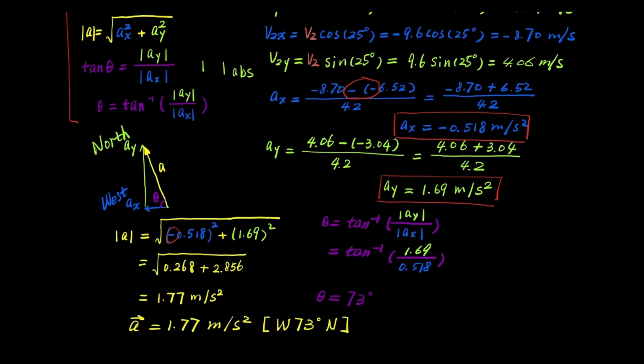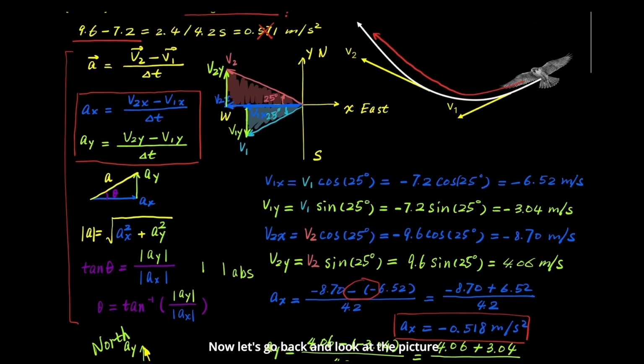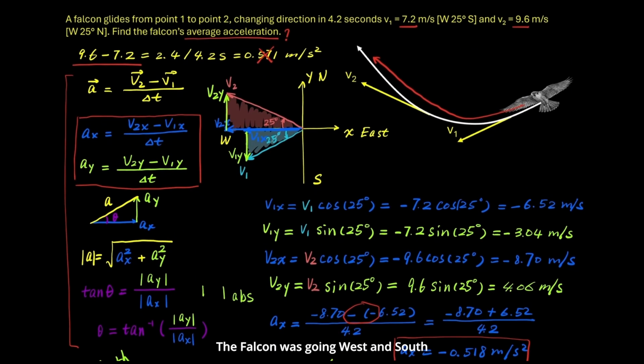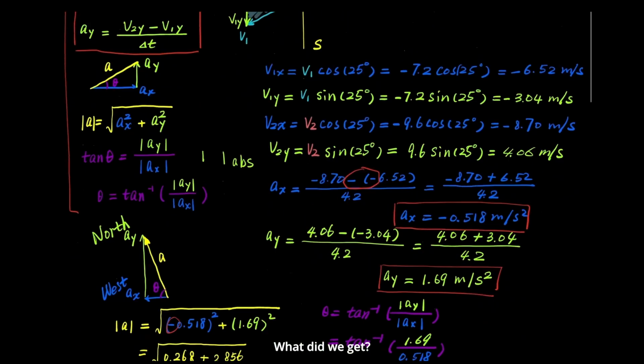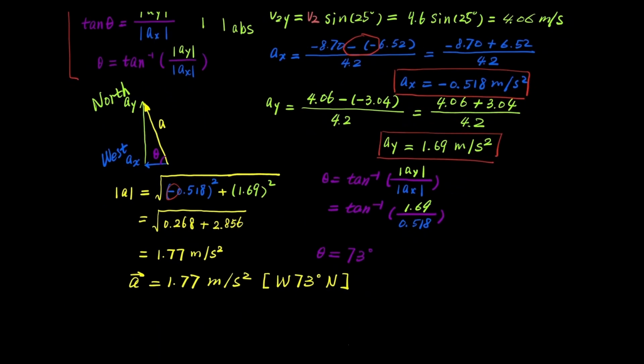But before I box it, I want to do something that I think separates the students who actually get physics from the ones who are just doing algebra. Let's make sure this makes sense. Now let's go back and look at the picture. The falcon was going west and south, and now it's going west and north. Something had to push it in the northward direction to make that happen, right? So our acceleration should be pointing mostly north. What did we get? West 73 degrees north. That's a steep angle and mostly north, just a little bit west. This is exactly what we expected.